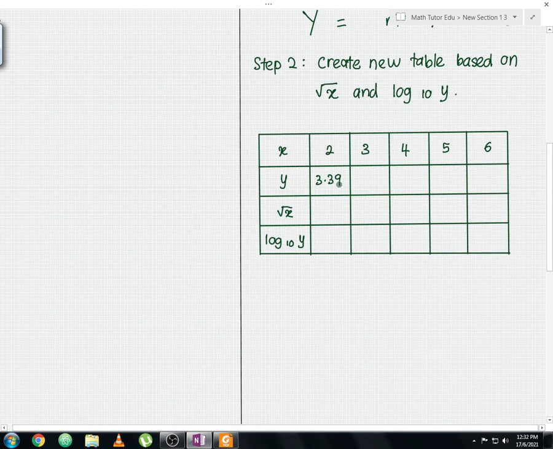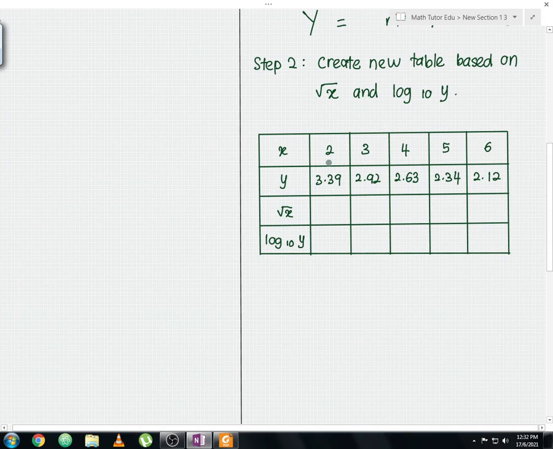Okay, for the values of y: 3.39, 2.92, 2.63, 2.34, and then 2.12. Okay, this is the existing data, guys. So from here we are creating new data, which is square root x and log 10y.